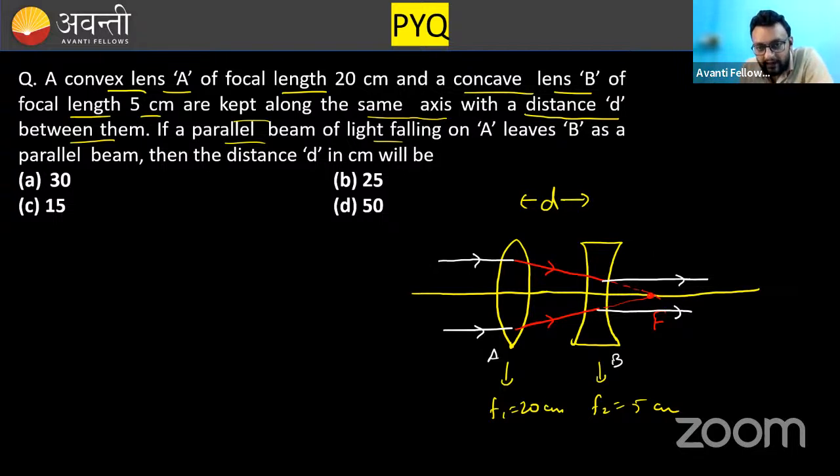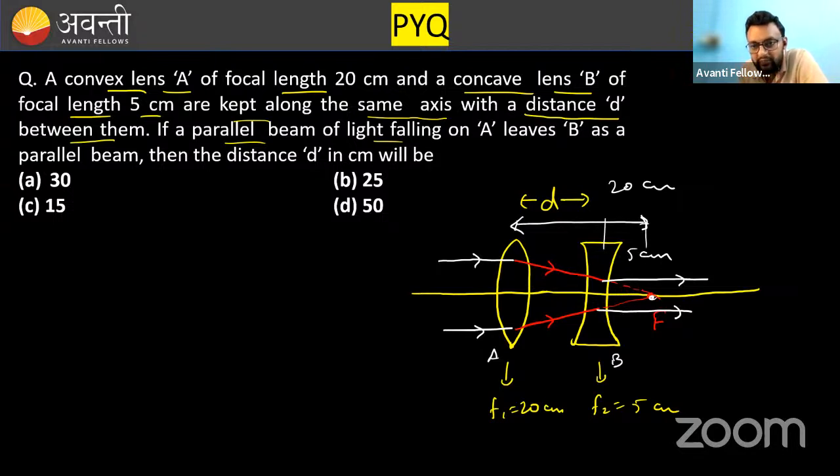Now, when the rays are coming parallel to the principal axis, convex lens, they will meet at the focus. That means this complete distance is the focal length of the first lens. That means this distance is 20 centimeter. And they are becoming parallel to the concave lens. That means they should reach the focus of the concave lens. That means this distance out of this is 5 centimeter.